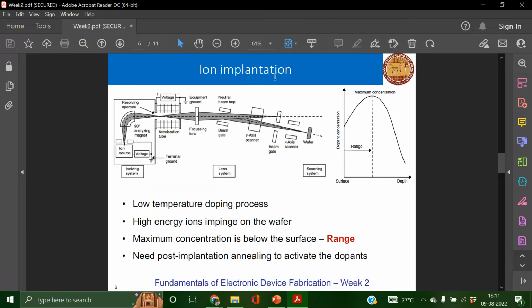So then we go on to the details of ion implantation. We have already told that this is a low temperature process and the maximum concentration occurs at a particular depth inside the substrate, and this particular region is termed as the range. And post implantation, what happens is there is the requirement of doing heat treatment or annealing to activate the dopants.